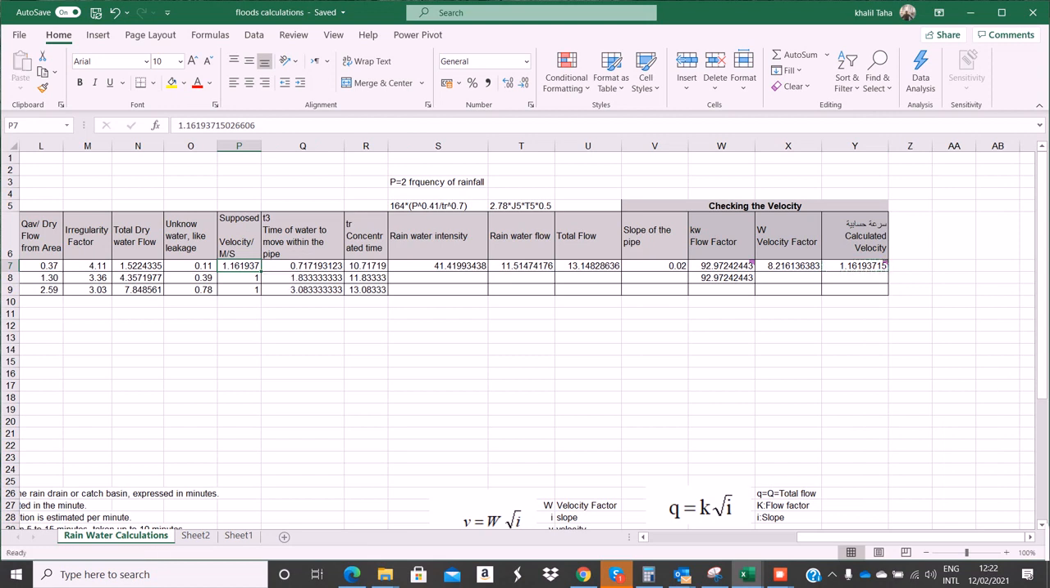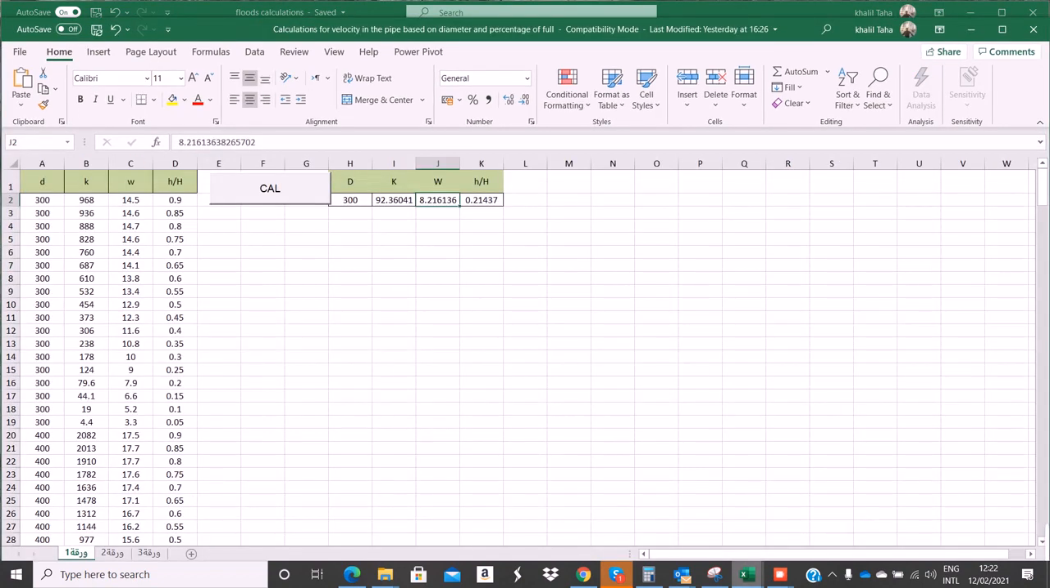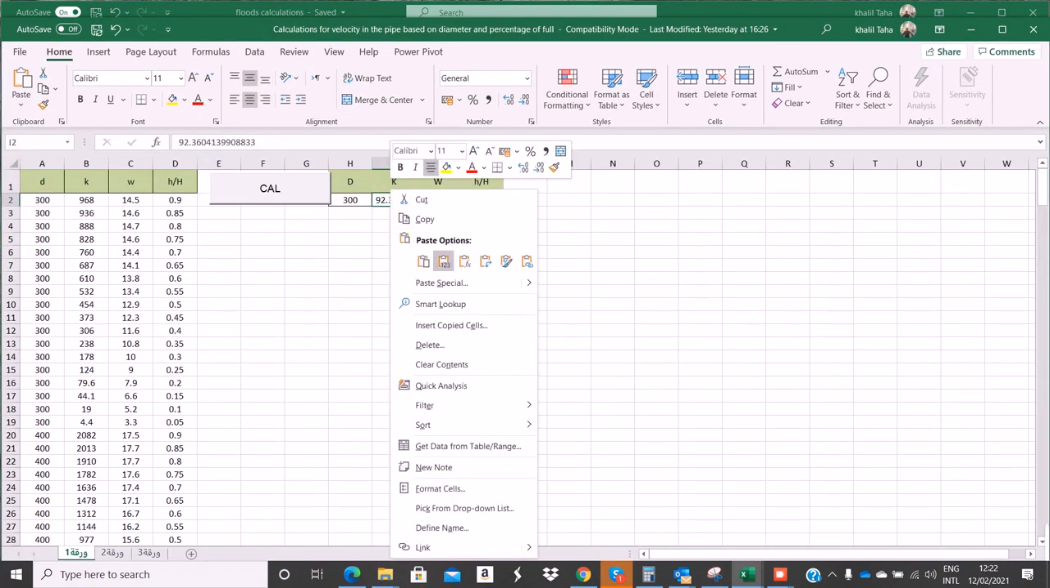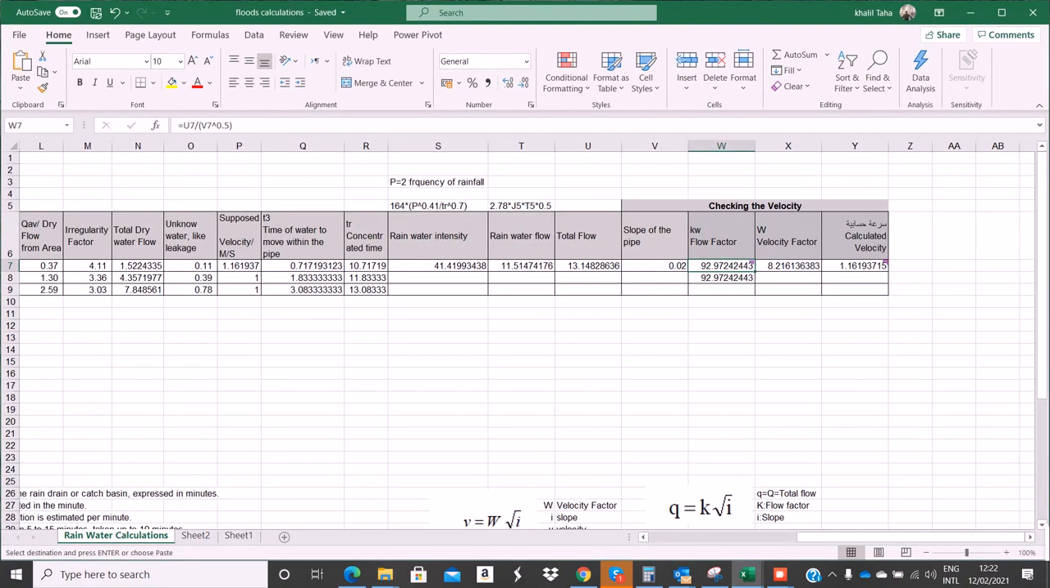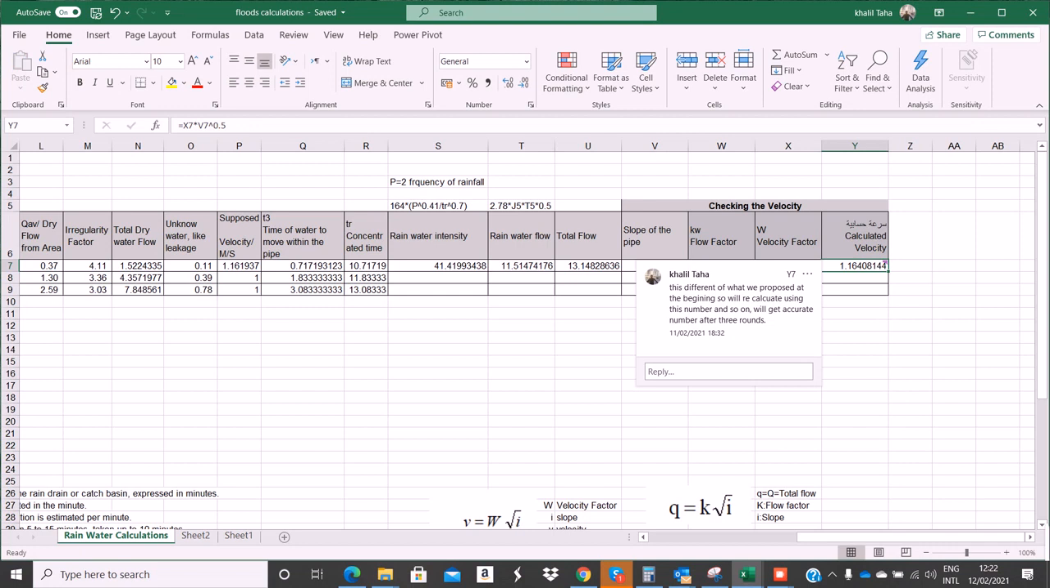Now I can go back to the flow here. You will see I will copy it again. This number has increased a little bit. I will go again here and paste. You will see this is W again. I will take it again and put it here. You see it's almost the same, 1.16, 1.16.